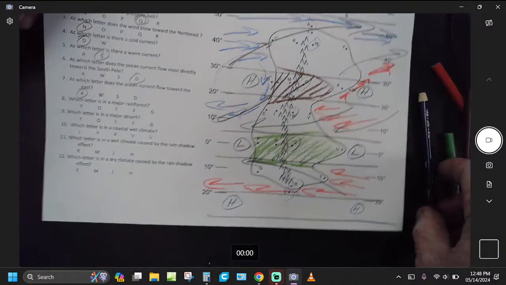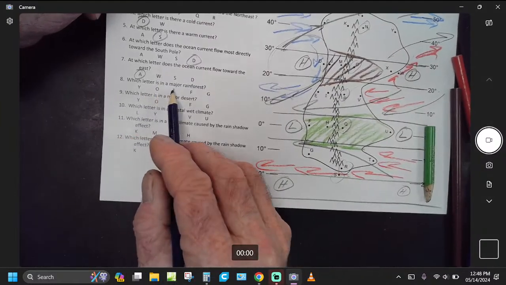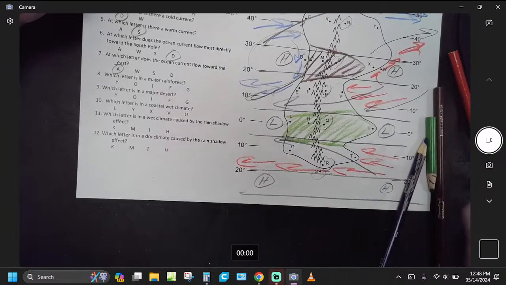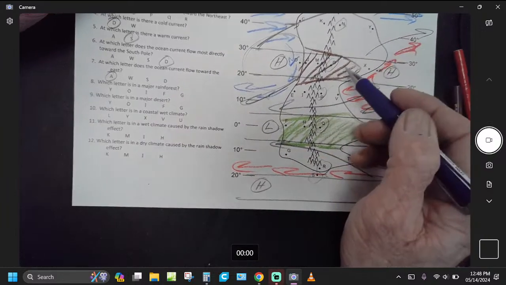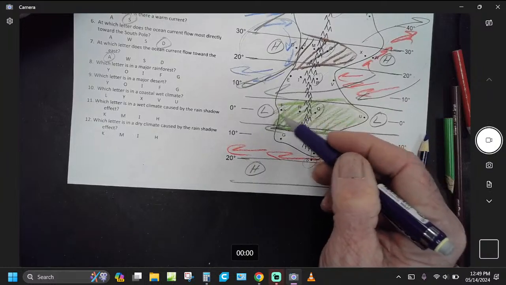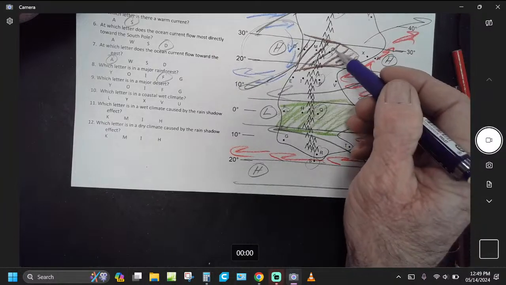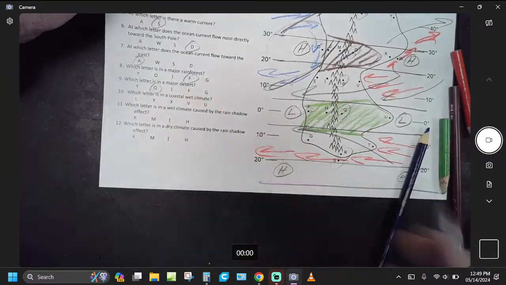And now I can answer the two questions. Which letters in a major rainforest? Y, O, I, F, or G? So it's not Y, it's not O, it's not I, it is F. F is in a major rainforest. And the one that's in a major desert is O right there.